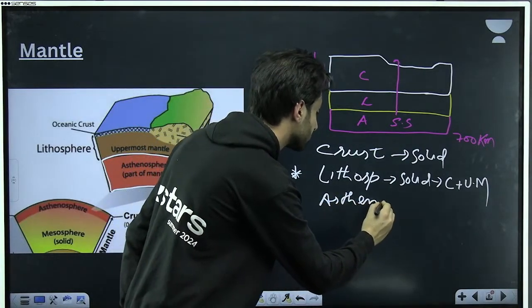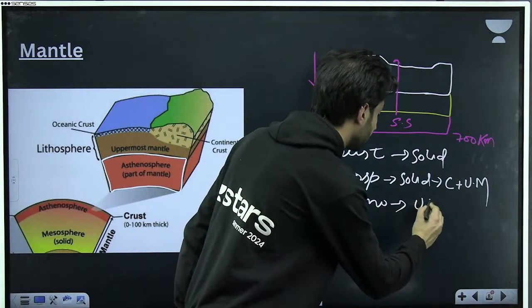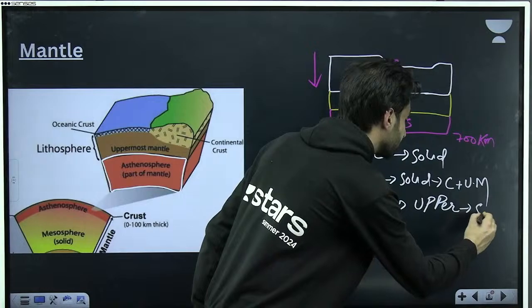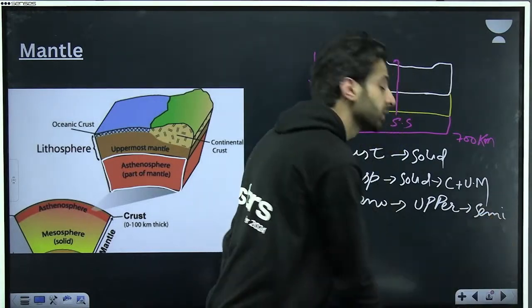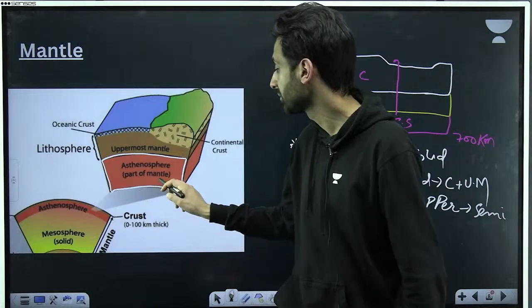Asthenosphere includes upper mantle, and it is semi-solid in shape. Why is it semi-solid? I hope you have understood, because of high temperature and pressure. So this is a diagram. You can see this is a semi-solid layer.